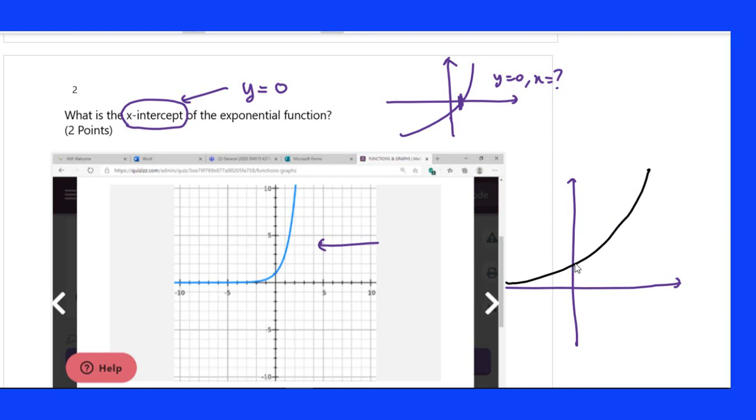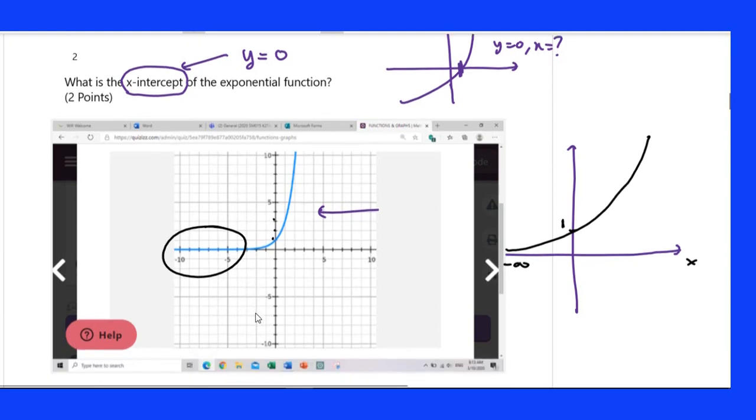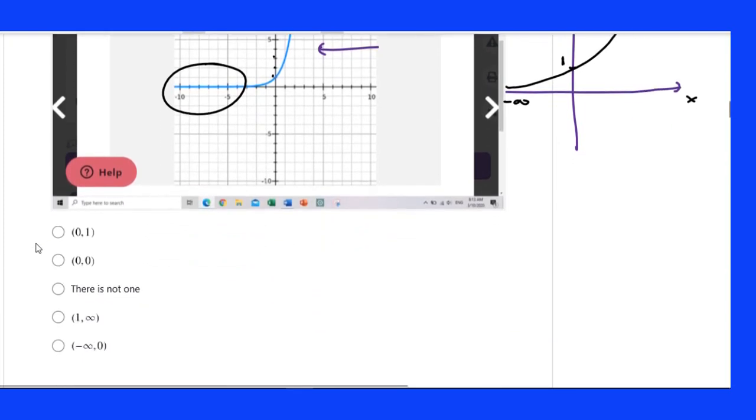It cuts the y-axis. Let's say this is 1, 2, 3, 4, 5. The graph slides down, approaching the x-axis, but never touches the x-axis. We call this an asymptote. The blue graph never touches the x-axis, so there is no x-intercept. The answer is that it is not 1.